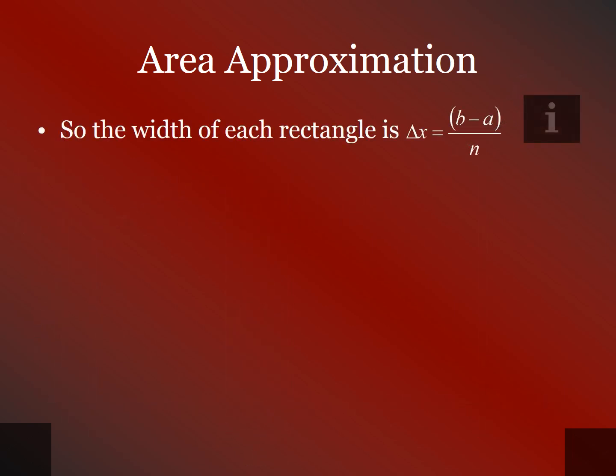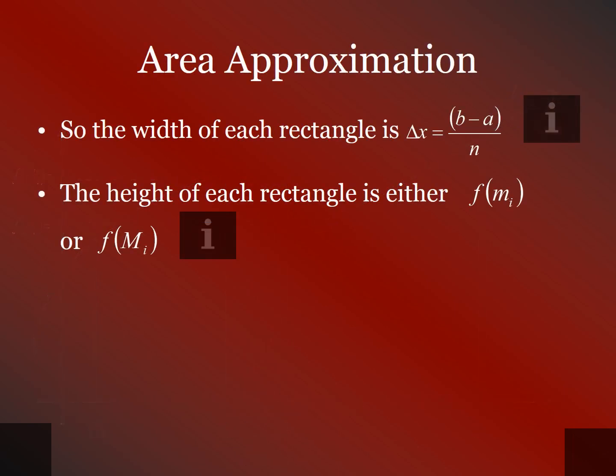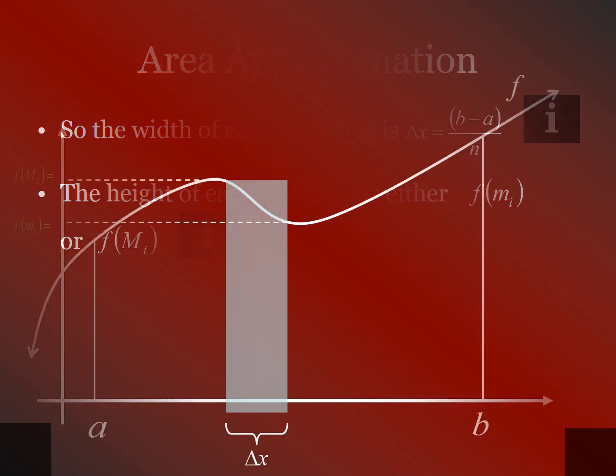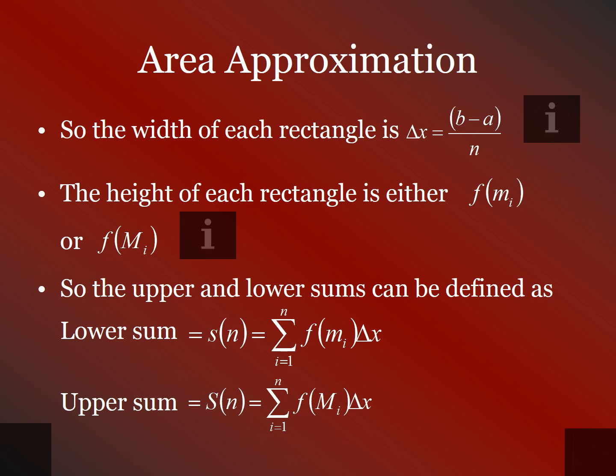So the width of each rectangle is delta x, equal to b minus a over n. The height of each rectangle is either f m i or f capital M i. So the upper and lower sum can be defined as: lower sum is equal to small s n, that is equal to summation i from 1 to n of f m i into delta x, that is length into width, and also the upper sum will be equal to summation i from 1 to n of f capital M i delta x.